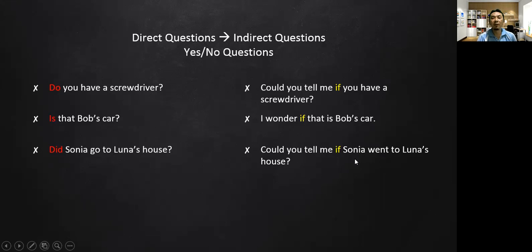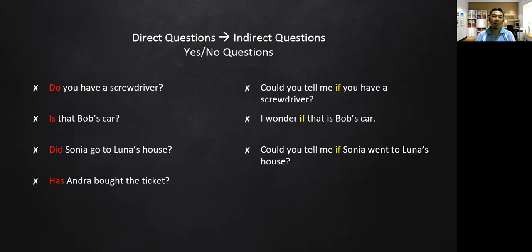Could you tell me if Sonia went to Luna's house? You see, this is the statement. Remember, this is the affirmative sentence. Sonia went to Luna's house. When you make it into a question, did Sonia go to Luna's house? See, that's why I want you to understand about affirmative and interrogative before this.